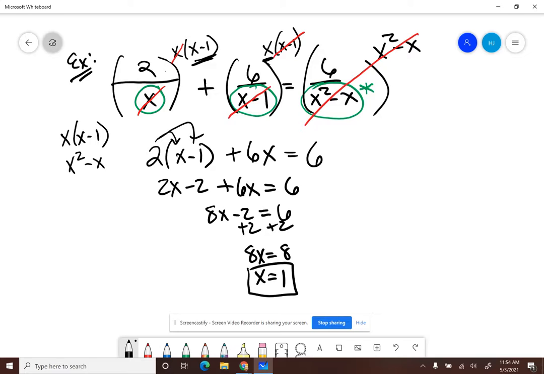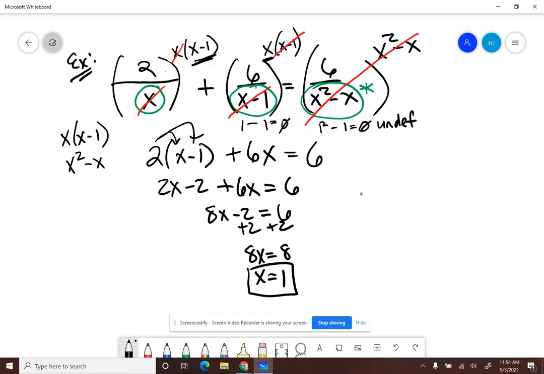What I want you to notice, though, is if I take that x equals 1 and I put it back into my original problem, notice what happens here. If I put 1 minus 1 right there, that equals 0. And remember, I can't have 0 on the bottom, okay? Notice over here as well, if I put 1 squared minus 1, 1 squared is 1, 1 minus 1 also equals 0, which is undefined, okay?